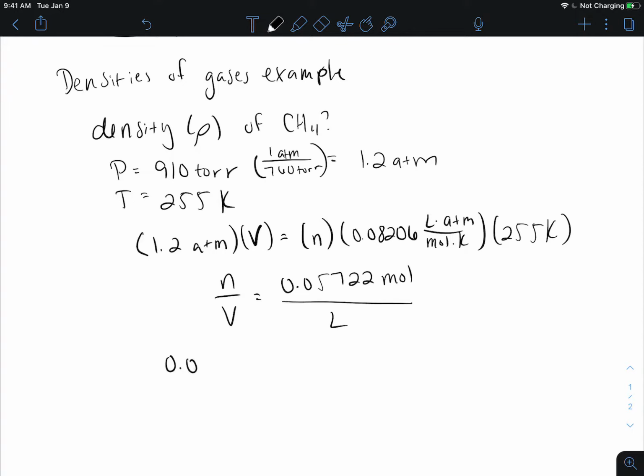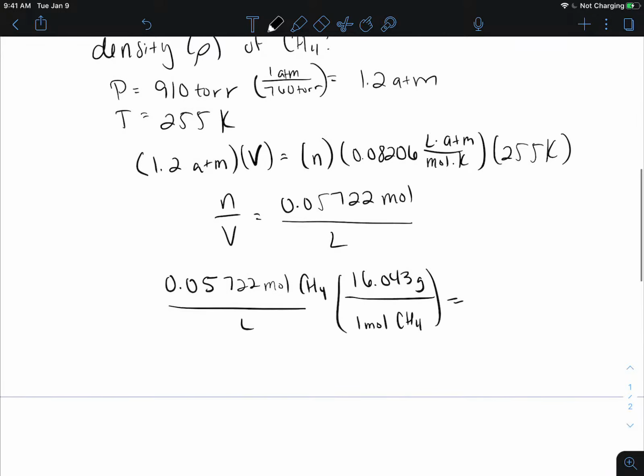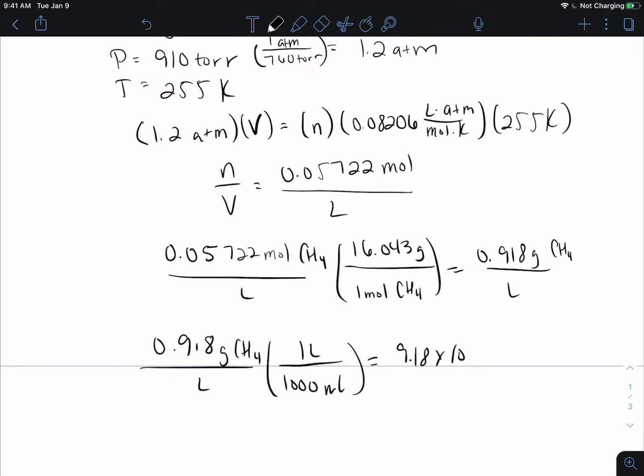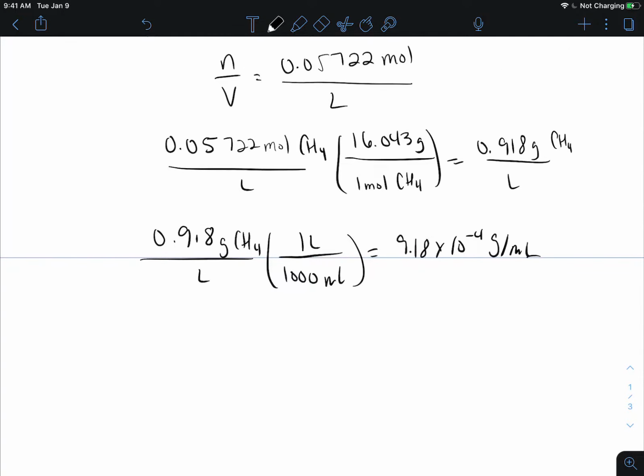We can then convert our moles into grams using our molar mass. So we have 0.05722 moles of methane per liter. Our methane has a molar mass of 16.043 grams per mole. And we get 0.918 grams of methane per liter. We can then, if we want, put this into a density like we normally see, where we convert this into milliliters, grams per milliliter, which would be 9.18 times 10 to the negative 4 grams per milliliter. It's a very, very small value because it's a gas, not very dense.